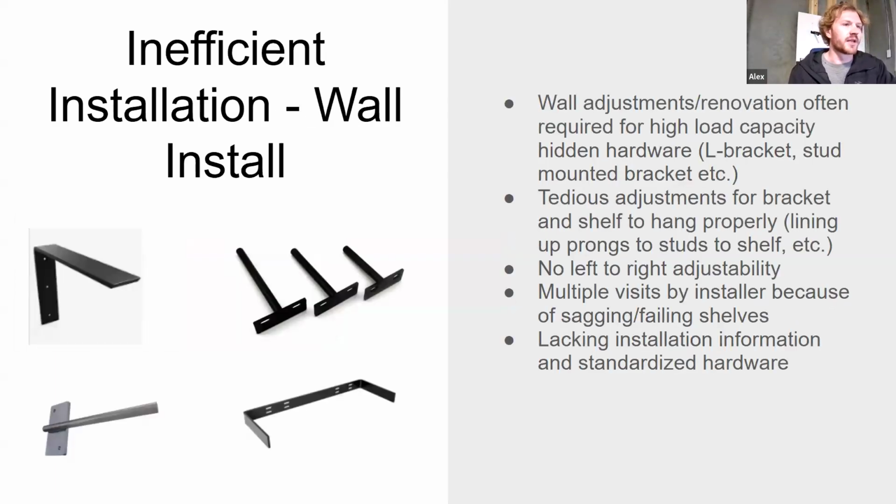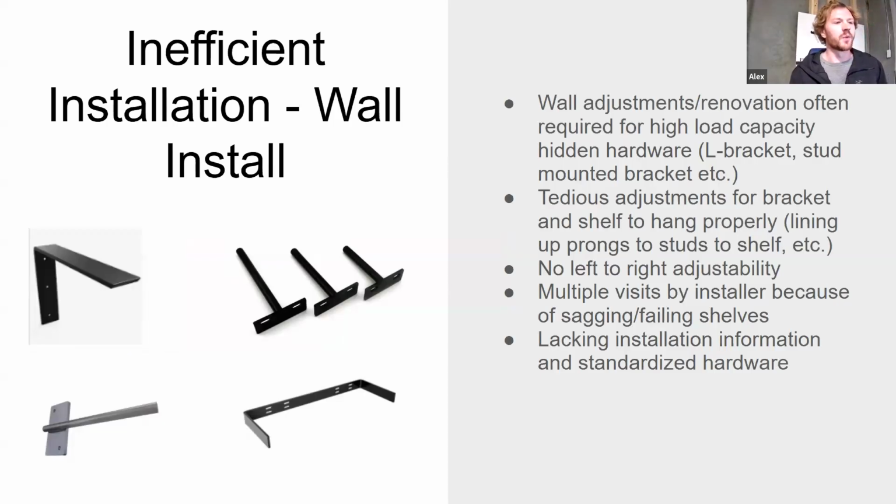On the wall install side, wall adjustments or renovation on the wall is often required for higher loads. It's what I was mentioning earlier with those stud mounted brackets, or even an L bracket. If you want hidden hardware, it needs to go behind the drywall, right? Which can be tedious and lead to inefficiencies.